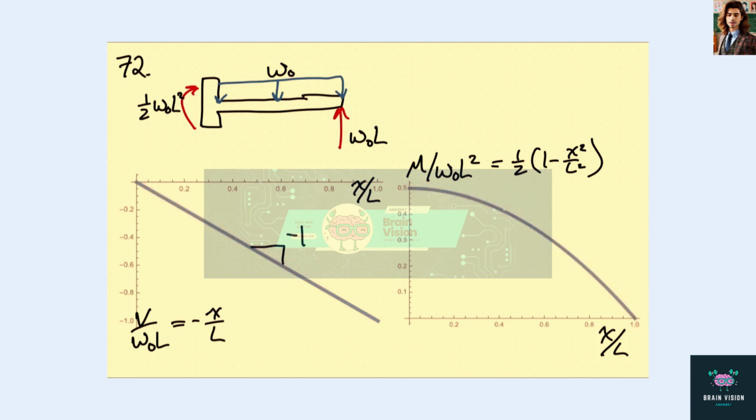And then we can also see that we started at 1/2 for this value. And we can see that if we integrate this, we're going to get minus x squared over 2L, and then we need to make sure we meet our boundary condition here, so that gives us this constant.